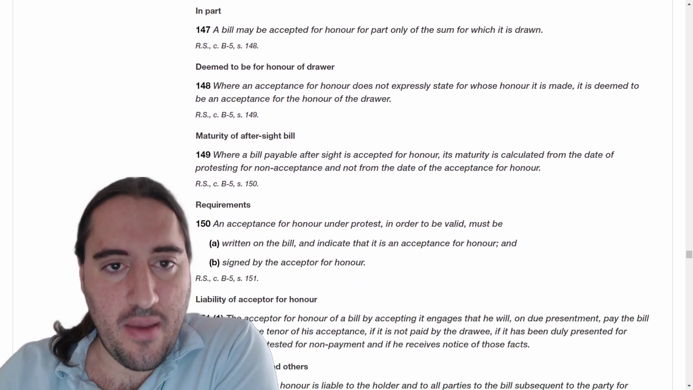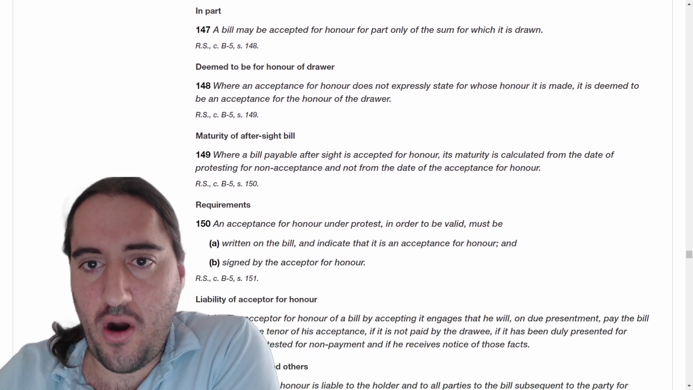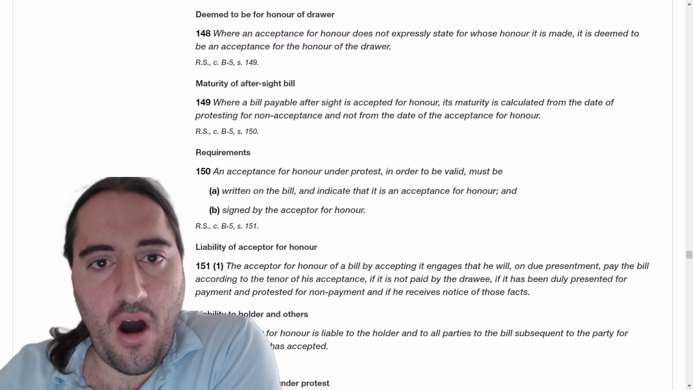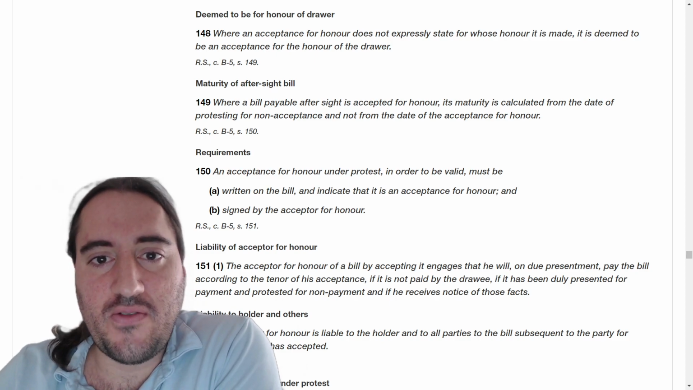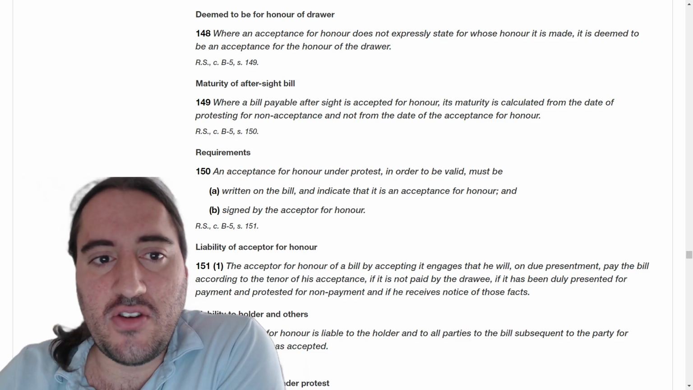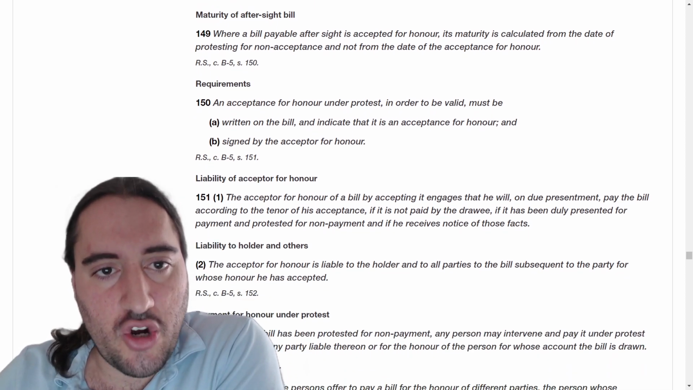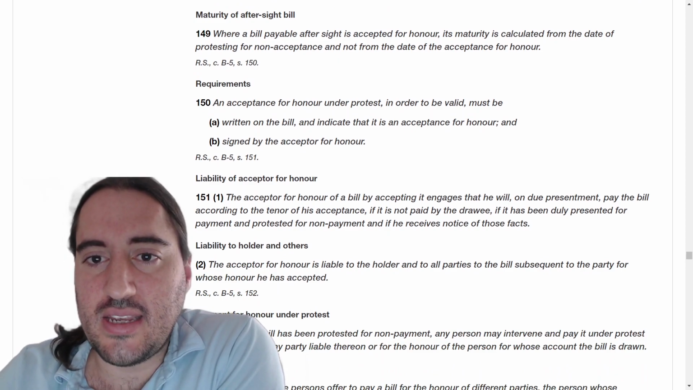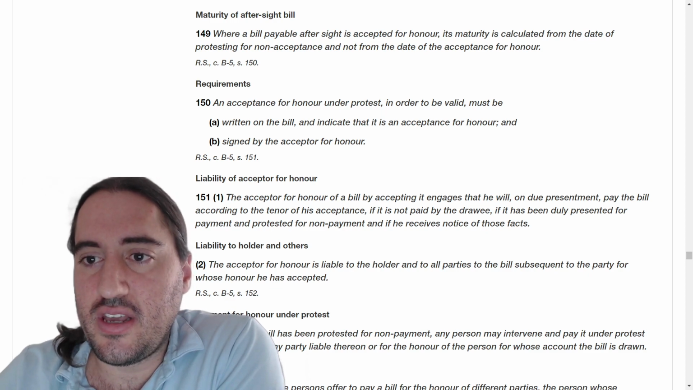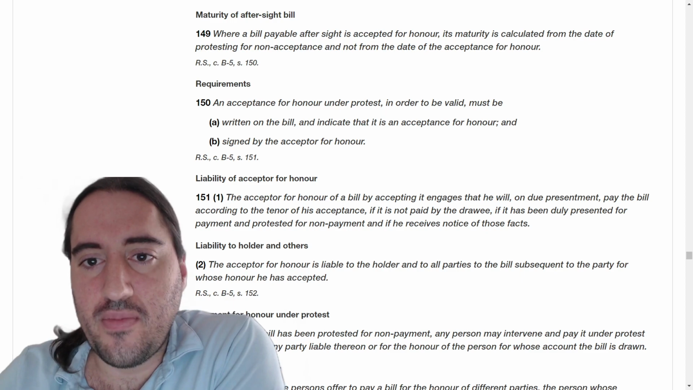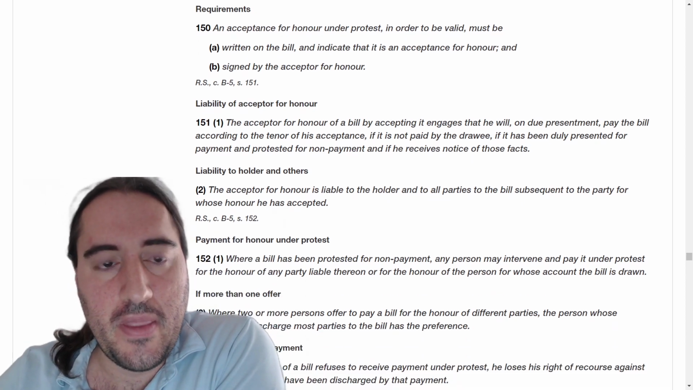In part. A bill may be accepted for honor for part only of the sum for which it is drawn. Deemed to be for honor of drawer. Where an acceptance for honor does not expressly state for whose honor it is made, it is deemed to be an acceptance for the honor of the drawer. Maturity of after-sight bill. Where a bill payable after sight is accepted for honor, its maturity is calculated from the date of protesting for non-acceptance and not from the date of the acceptance for honor.